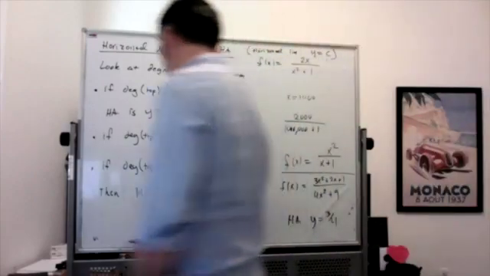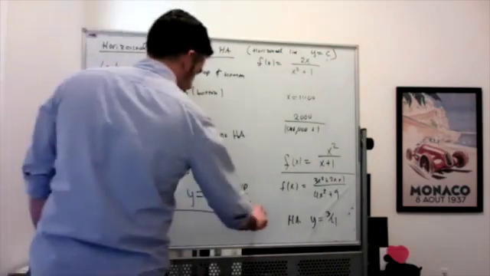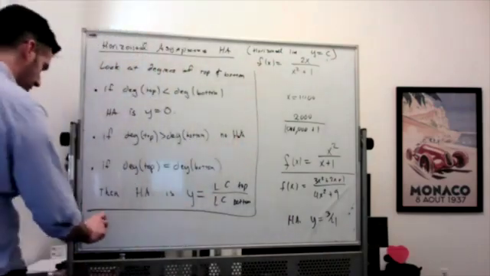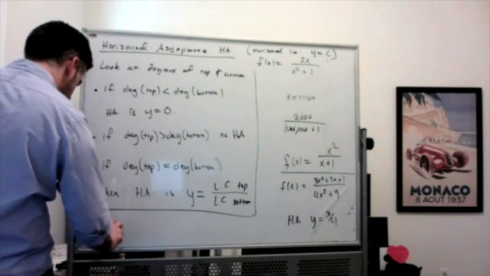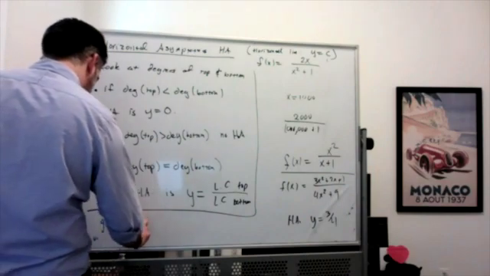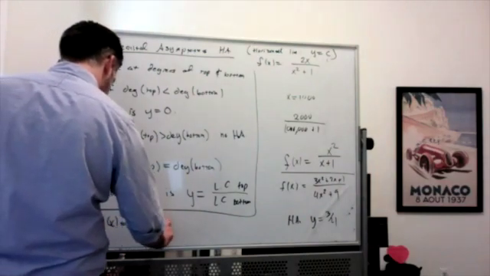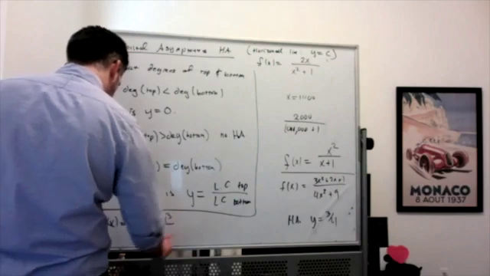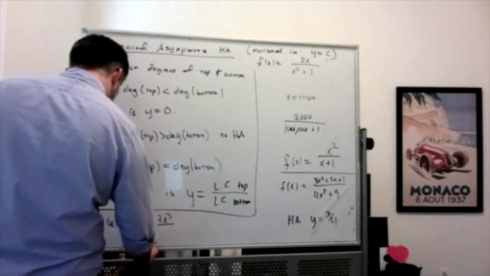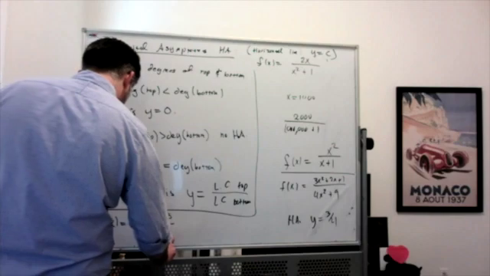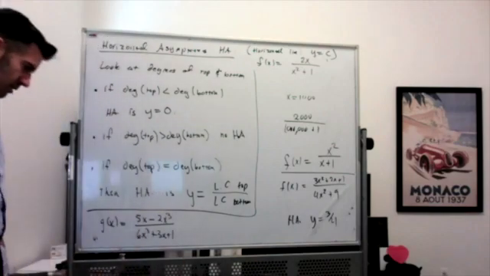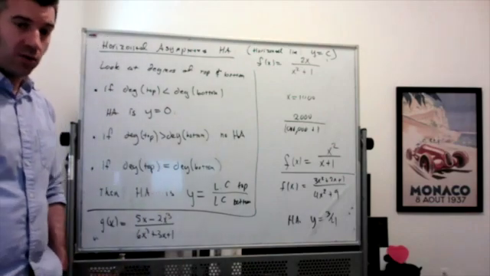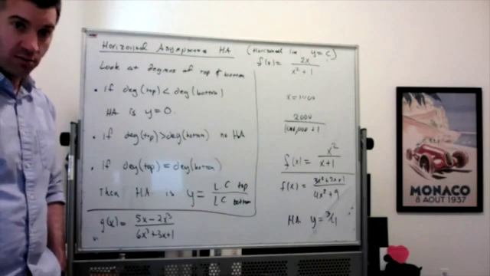In a similar way, and this is the one I'm going to try and trick you with. If g of x was equal to 5x minus 2x cubed over 6x cubed plus 3x plus 1, what is the horizontal asymptote here?